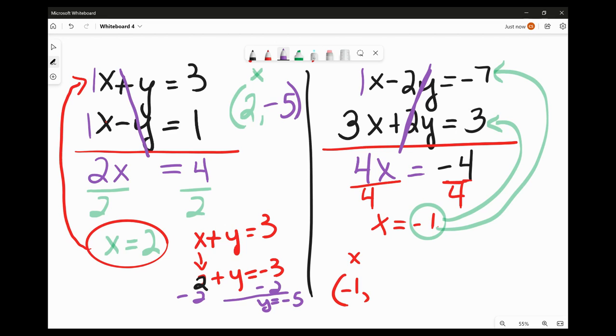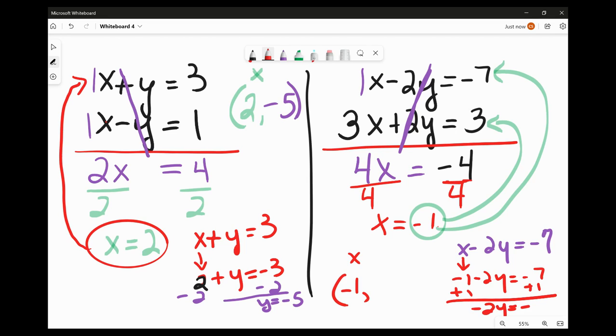So let's use purple here. So it's x minus 2y equals -7. And I know x equals -1, so I'm going to substitute that right in. So I'm going to write -1 minus 2y equals -7. And then I'm going to solve. So I'm going to add 1 to both sides. And I'm going to get -2y equals -6.